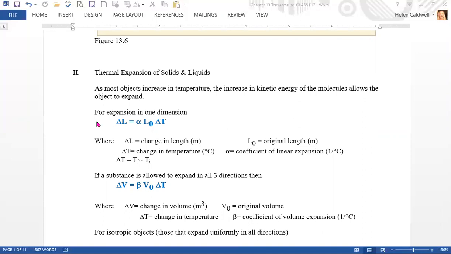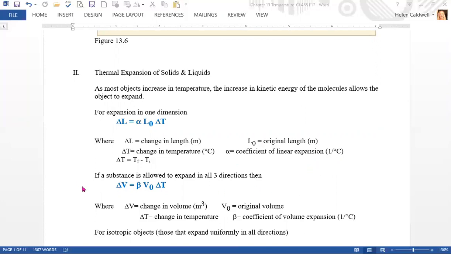The equation for expansion in one dimension is delta L is equal to alpha L sub 0 delta T. Delta L is the change in length, so that's final minus initial. Please remember that. L sub 0 would be your original length. Delta T is the change in temperature, again, final minus initial. And alpha is the coefficient of linear expansion. It has units of 1 over degrees Celsius, or degrees Celsius to the -1, if you want to write it like that.